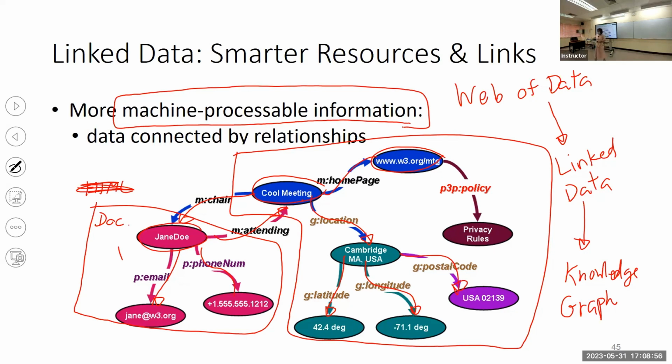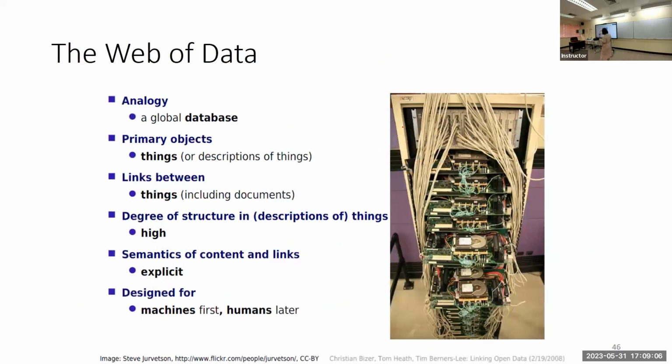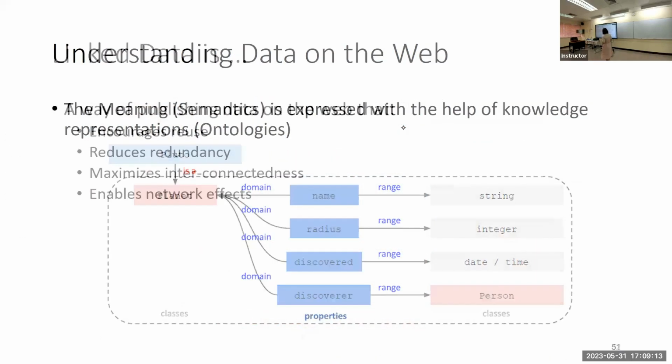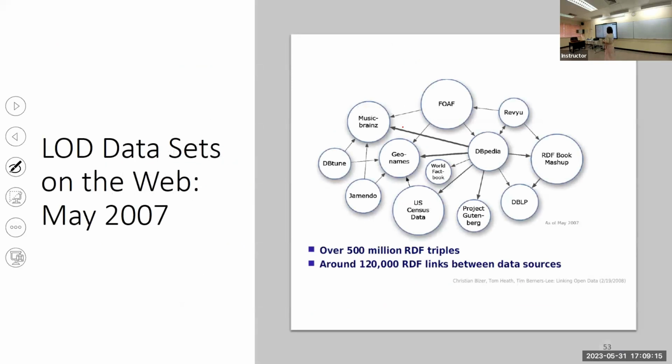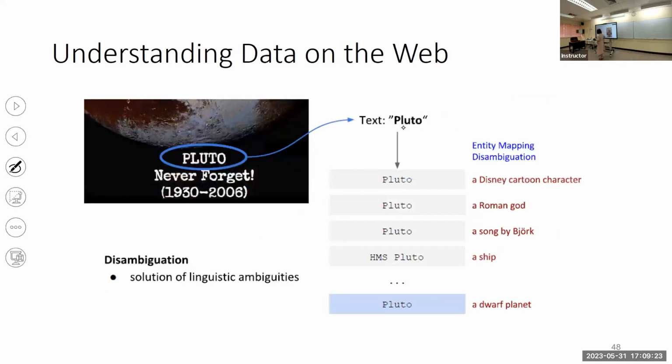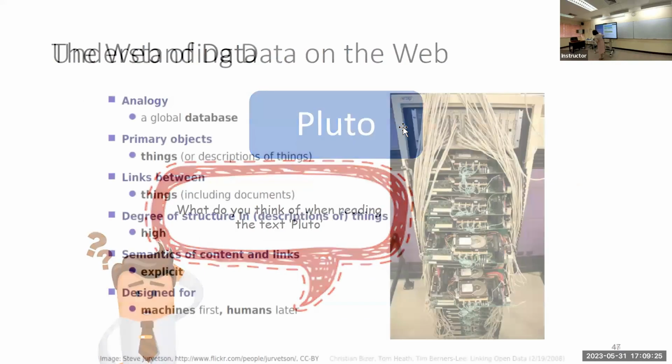Data can be spread across the web, but it can be linked even when it is on different parts of the web. I should skip this because it will be in some other slides anyway. Okay, I should go back a little more.